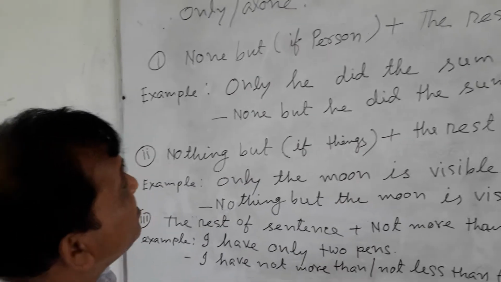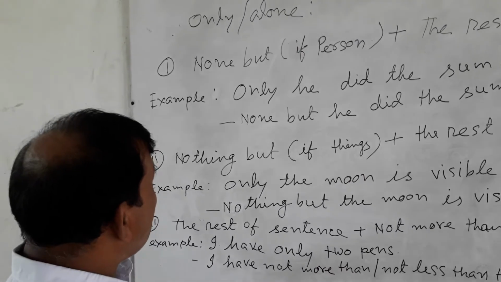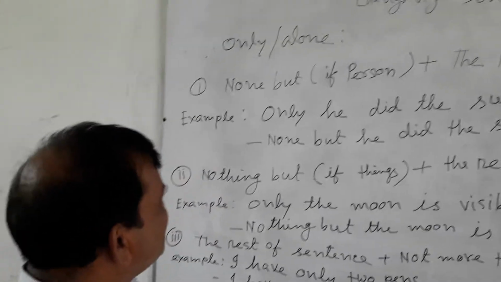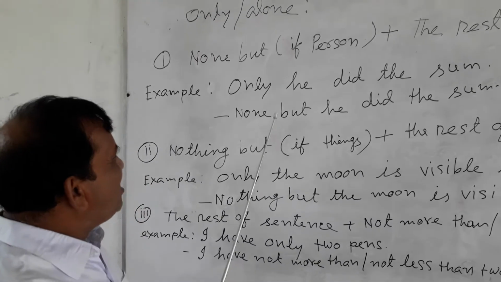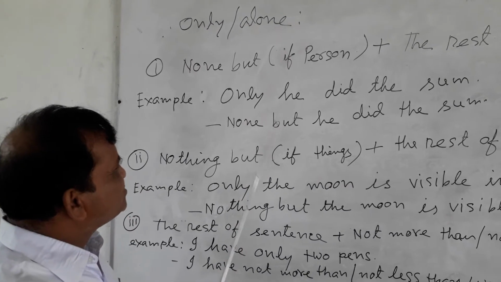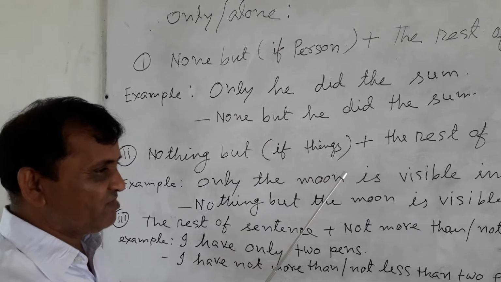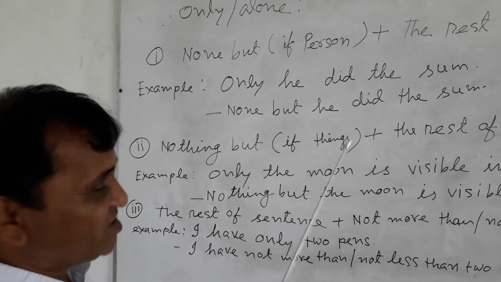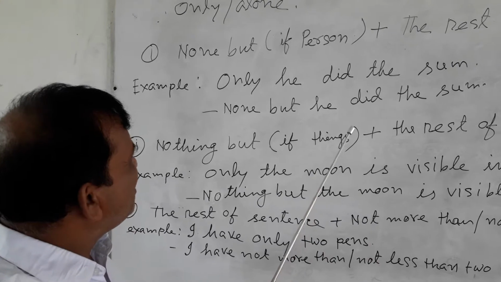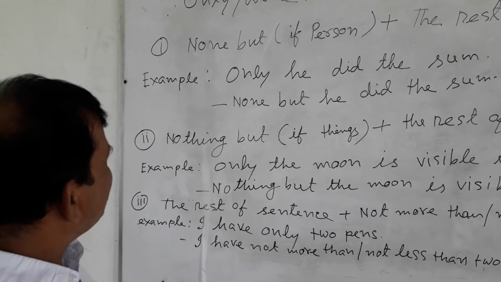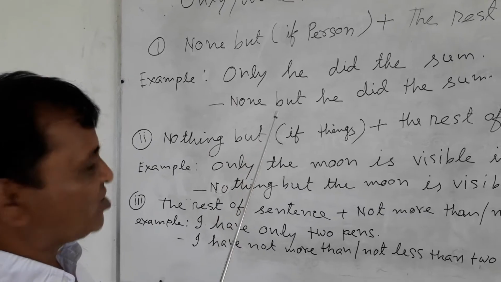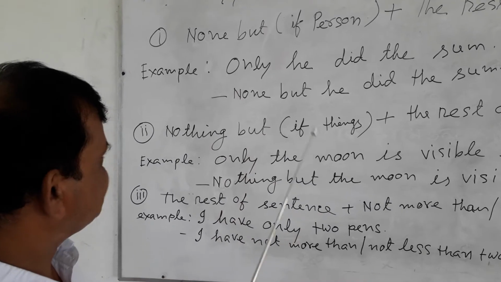If only or alone is in a sentence, we have to change the sentence into negative. How? There are three items of the use of only or alone in the sentence in negative.